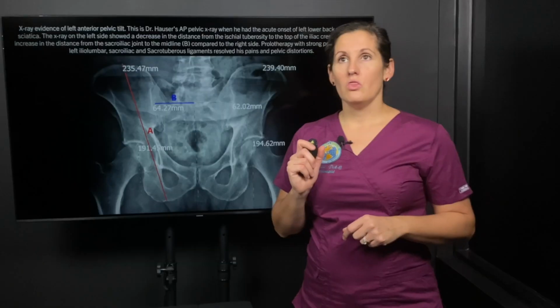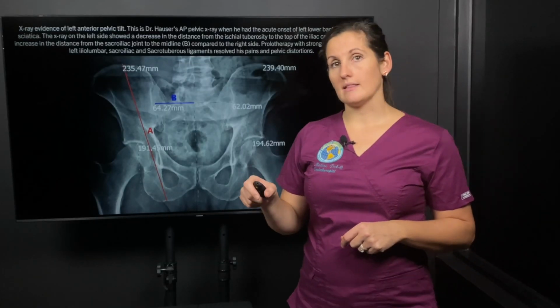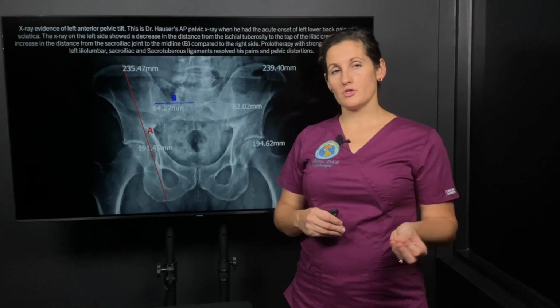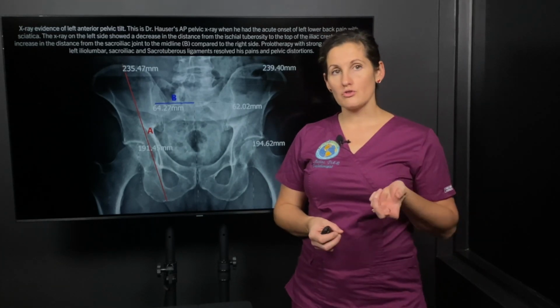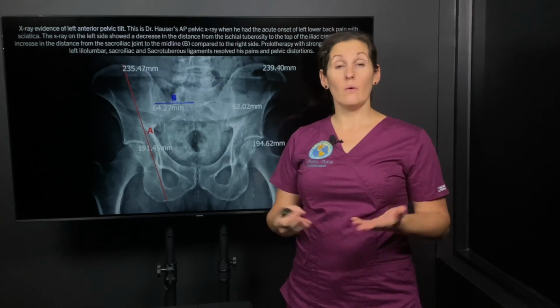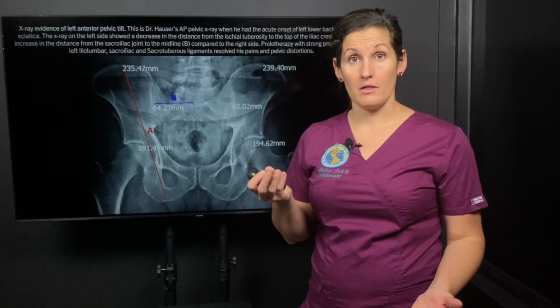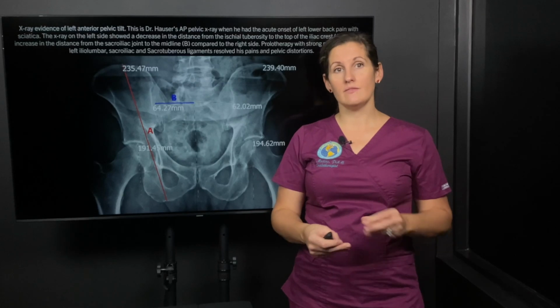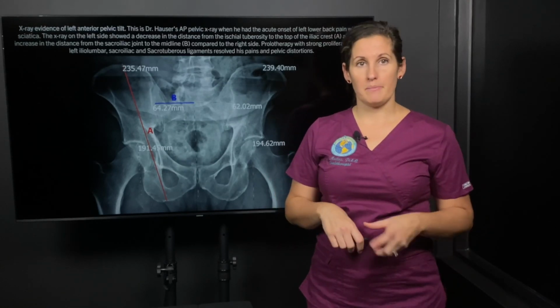There are two different types of leg length discrepancies. We call them structural or functional. Structural leg length discrepancy is where you actually have one leg that's longer than the other. Like if you measured each leg individually, you would see that there is a discrepancy there.